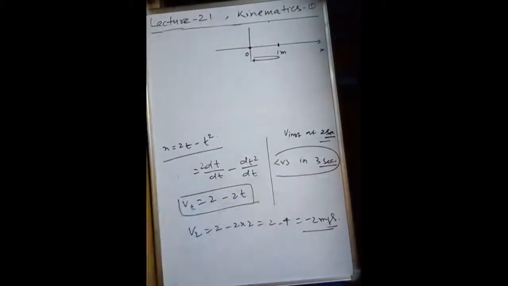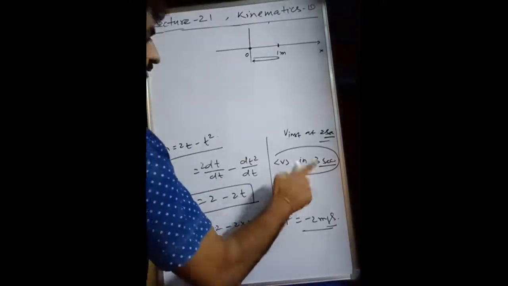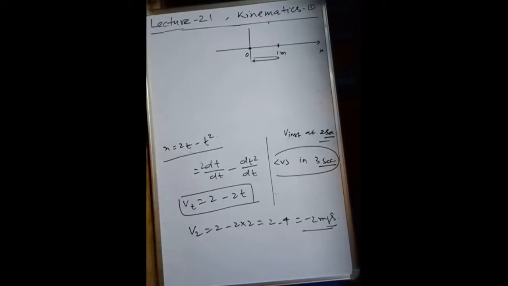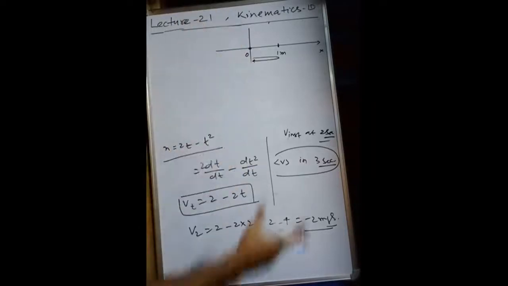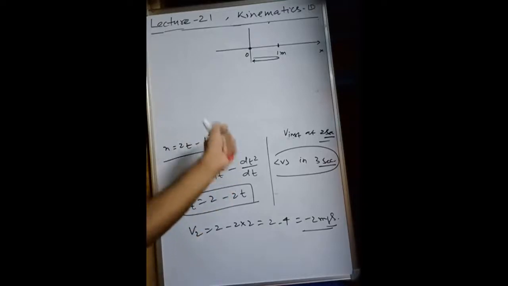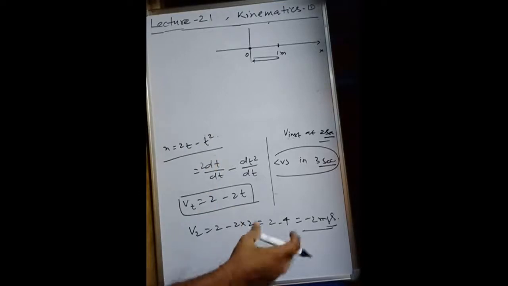In 3 seconds, the particle will give you some other information, but it is quite obvious the particle is getting turned from somewhere. It means at a certain instant, at some time, the velocity will be 0. At which time does the velocity become 0? Try to find out at which time the velocity will be 0.